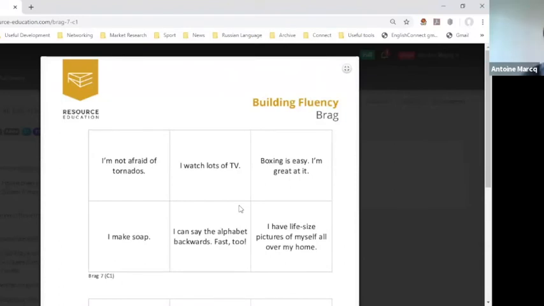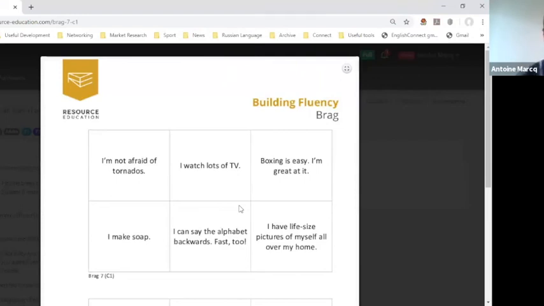What, Antoine? 10 times? You think you're not afraid of tornadoes? I am really not afraid of tornadoes. I've even flown helicopters in tornadoes just for the fun of it, because that's how much I love tornadoes. And we continue like this.